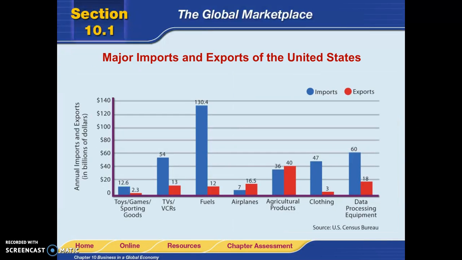Now, in the United States, there are a couple of major imports and exports that the United States is known for and does a lot of business. For example, when it comes to imports, that is the bars in blue. Notice how we import a lot of fuel. But when it comes to exports, our biggest export is agricultural products. So if you take a look at this graph and summarize the entire graph, we are importing a lot more goods and services than we are exporting, which is an interesting dynamic when it comes to global economy, and we'll touch upon that later.